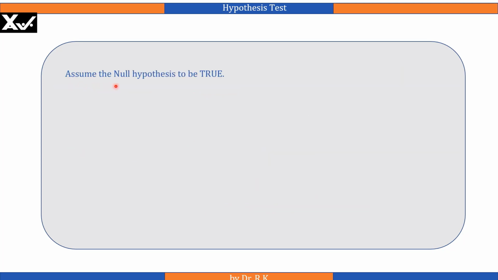Before doing the test, we assume the null hypothesis to be true. When the null hypothesis is true and if we reject it, we make a type 1 error. Suppose the population mean is 12 and that is a null hypothesis. And after the test, if we reject it, then we make a type 1 error.